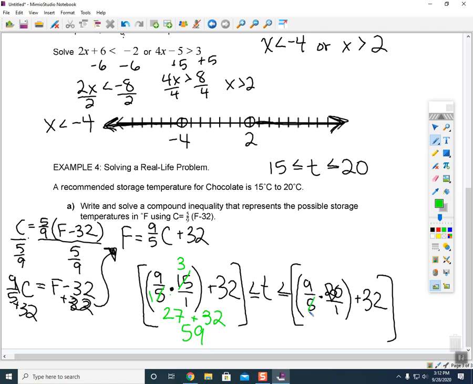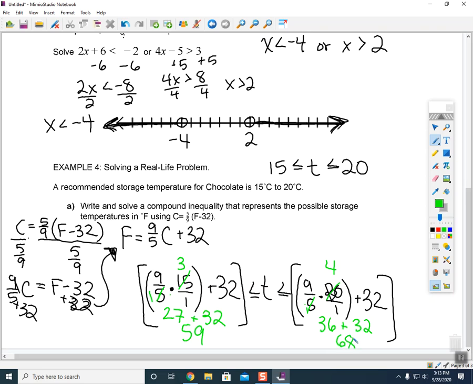We're going to do the same thing over here. 5 goes into 5 once. 5 goes into 20 4 times. 9 times 4 is 36. Got 36 plus 32. 36 plus 32 is going to give me 68.